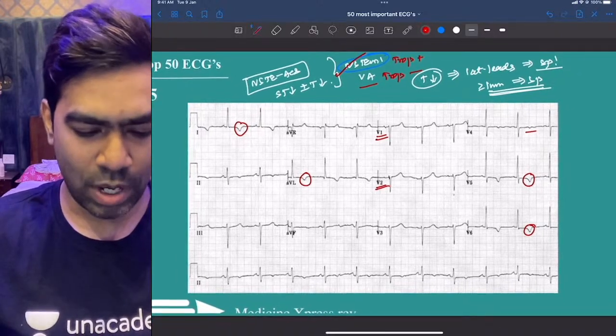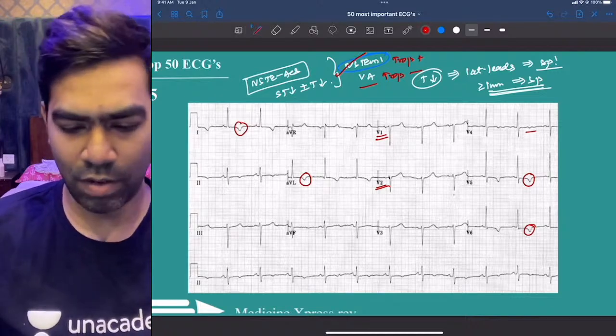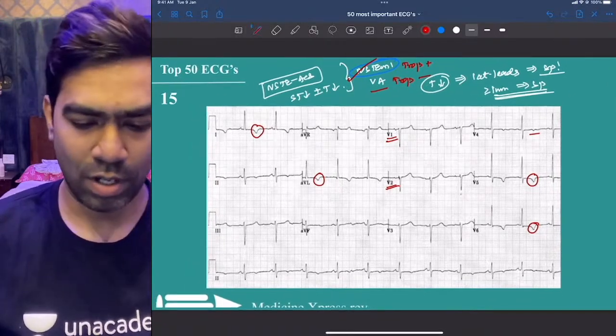And Dr. Binay is asking about hypokalemia. Remember, I will talk about that in a while. I think we have plenty of other ECGs to discuss. That time I'll talk about hypokalemia.